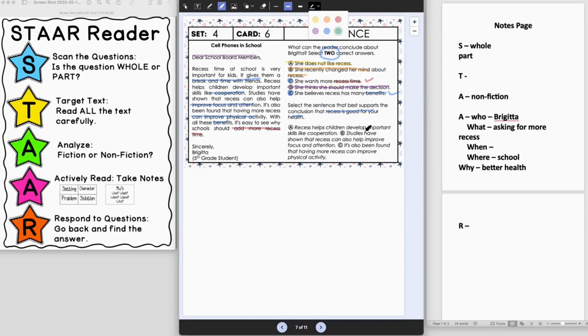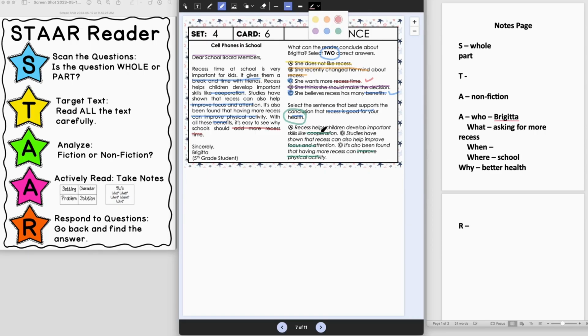So recess helps children develop important skills like cooperation. Okay, that does support. Studies have shown that recess can improve focus and attention. Okay, it can do that. It's also been found that having recess can improve physical activity. Okay, so all of these are improvements. So we need to focus on exactly what this question is asking. It's saying not just that recess is good, it's saying that it's good for your health. So which of these have to do with health?